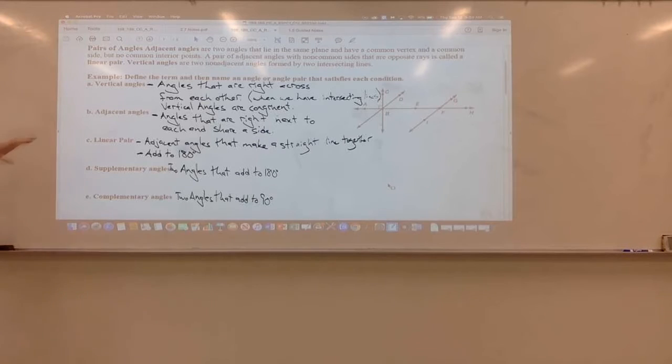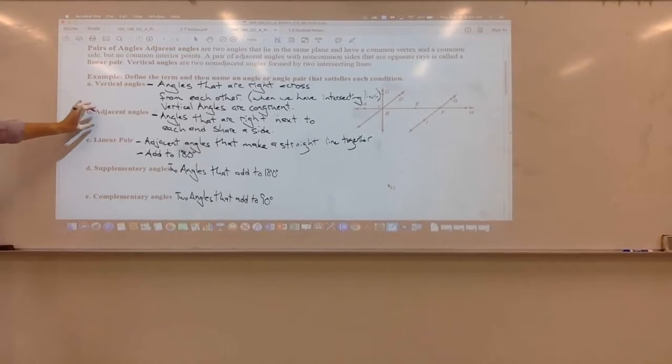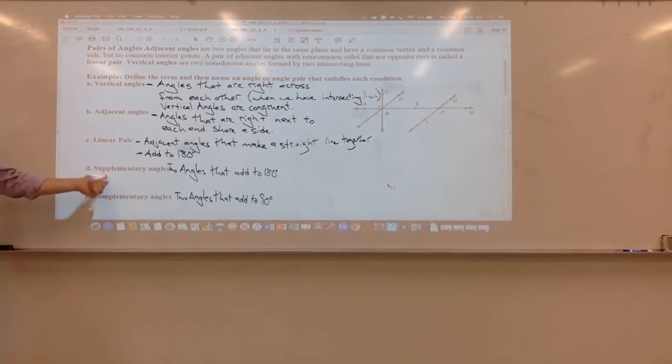Alright. I know this is a lot to digest right now. We're talking about 5 different ideas right here. Vertical angles are angles that are right across from each other, and the key property is they are the same measure, they're congruent. Adjacent angles are just angles that are right next to each other, that share a side. A linear pair is a pair of adjacent angles that make up a straight line together. Supplementary, angles that add to 180. Complementary, angles that add to 90.